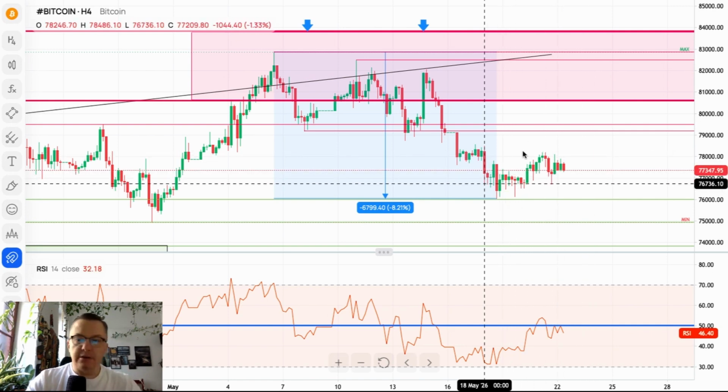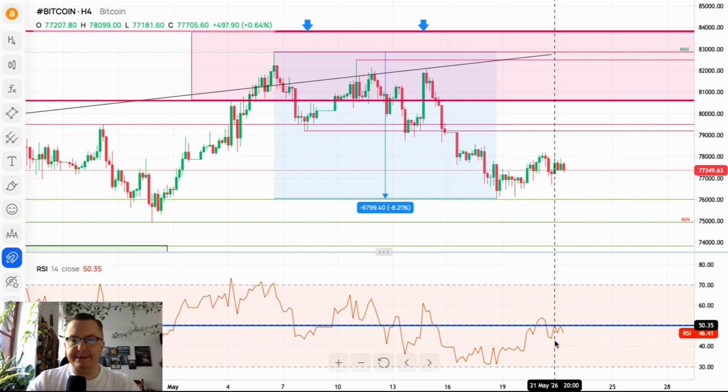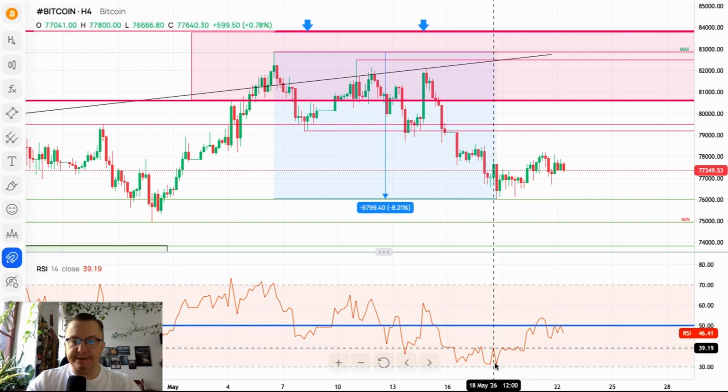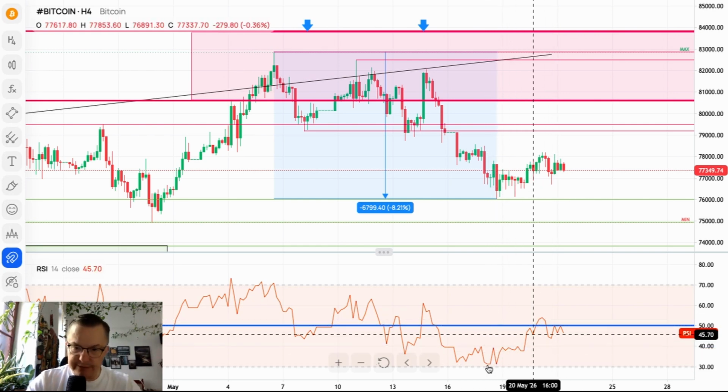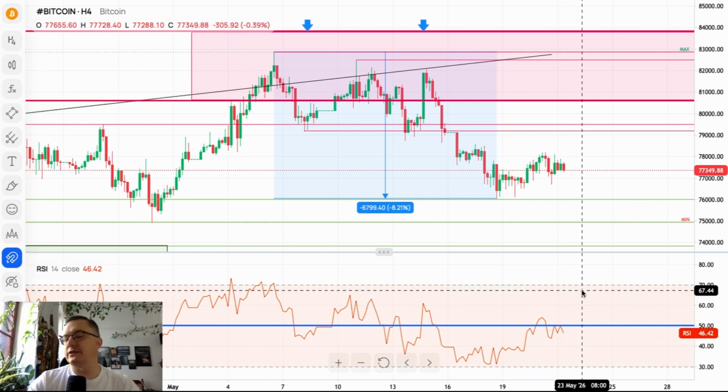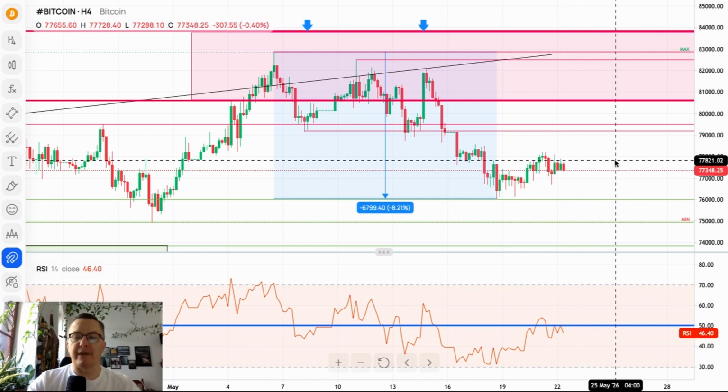So for now, a rather bearish bias is more applicable here, as the momentum is trying to break above the level of 50, but so far to no avail.